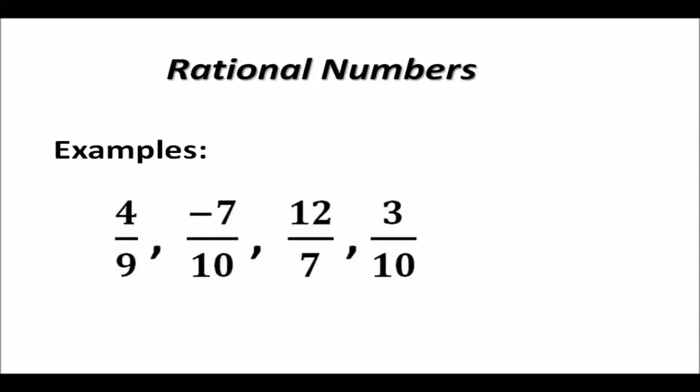You have learned about the definition of a rational number. A number in fractional form in which the numerator and denominator both are integers is known as a rational number. Here we have some examples of rational numbers. You can see that in each of these numbers, the numerator as well as the denominator are integers.